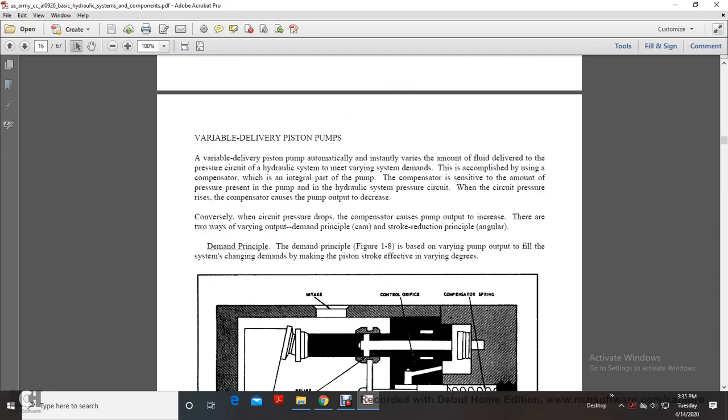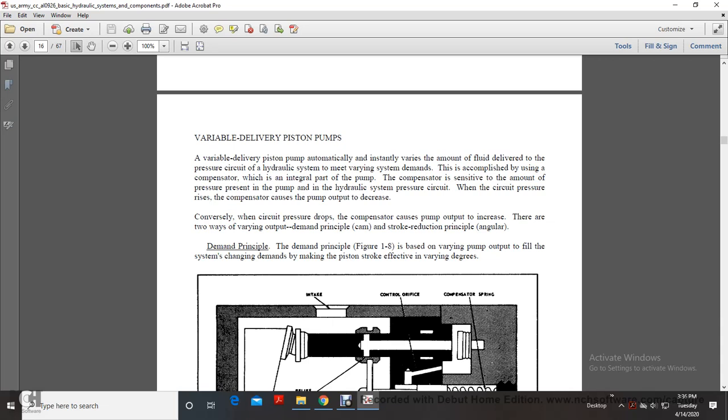Variable delivery piston pumps. A variable delivery piston pump automatically and instantly varies the amount of fluid delivered to the pressure circuit of the hydraulic system, meeting varying system demands. This is accomplished using the compensator, which is an integral part of the pump. The compensator is sensitive to the amount of pressure present in the hydraulic system pressure circuit.